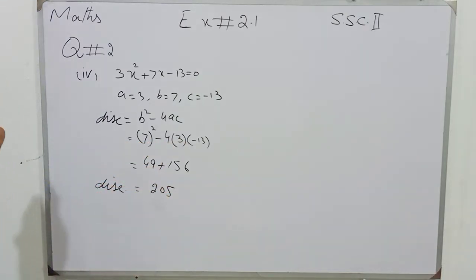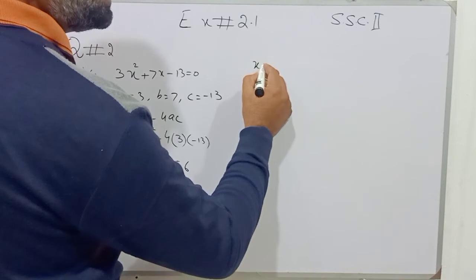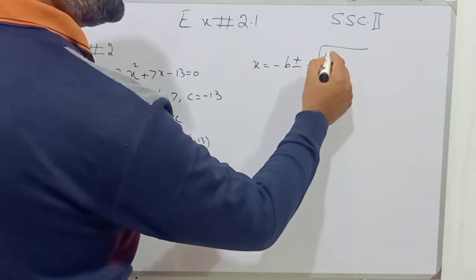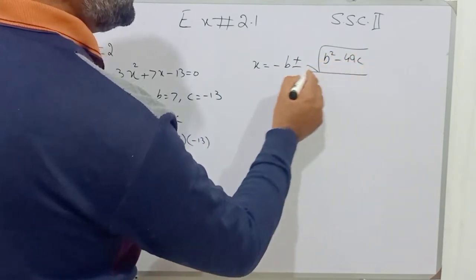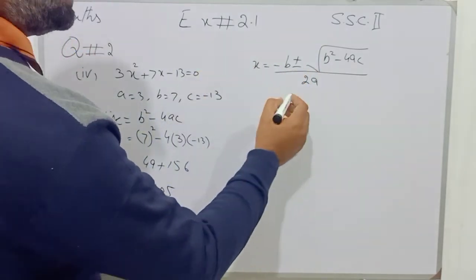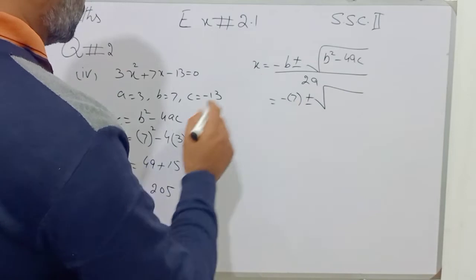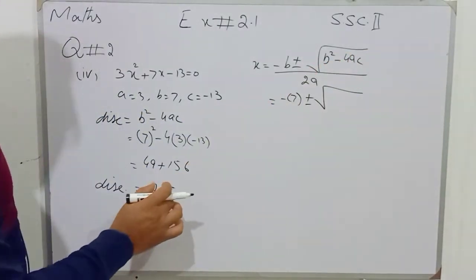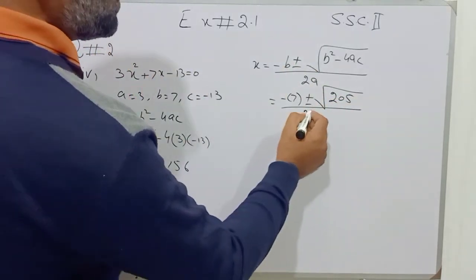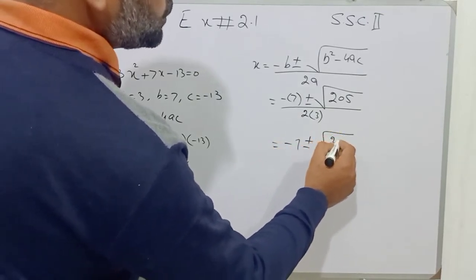For verifying, we have to find the value of x or roots, and we will apply the quadratic formula, that is x is equal to minus b plus minus square root of b square minus 4ac over 2a. And now I will put the values of a, b and c, and the value of b is 7. So it is written as minus into 7 plus minus square root of b square minus 4ac, which is 205, over 2 into the value of a, which is 3. So it will become minus 7 plus minus square root of 205 over 6.